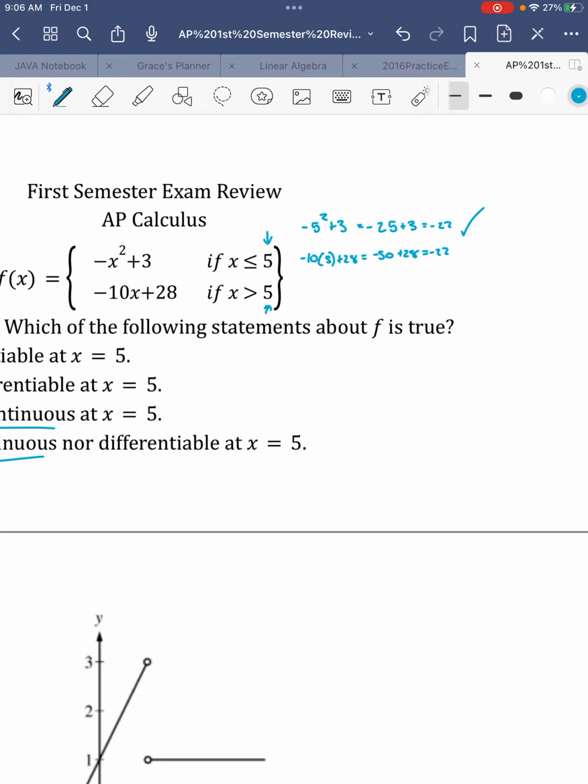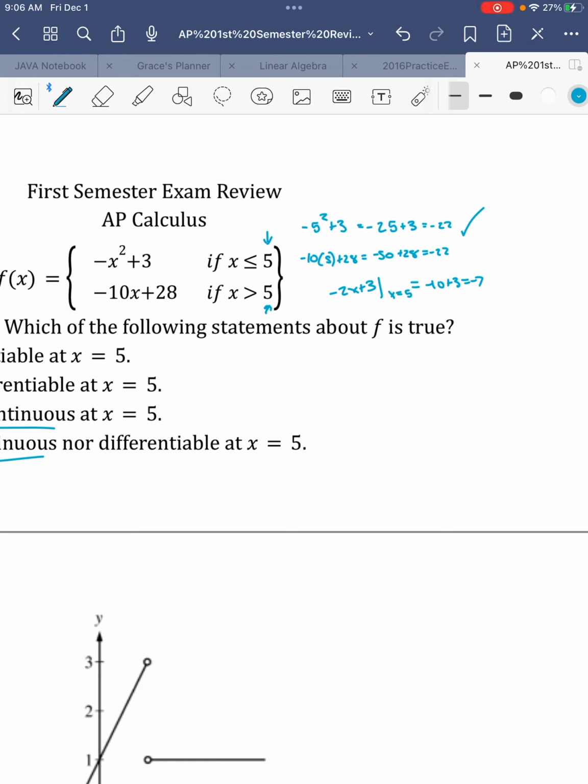Essentially, we're going to take the limit of the derivative. The derivative for our first one would be negative 2x plus 3. And then if we evaluate that when x is equal to 5, so we're taking the limit of that as x approaches 5, we would have negative 10 plus 3, which is negative 7.